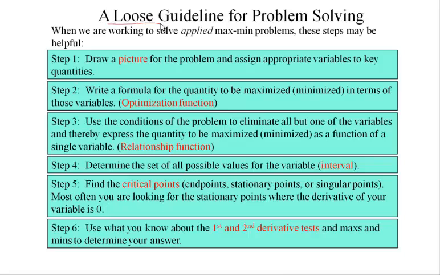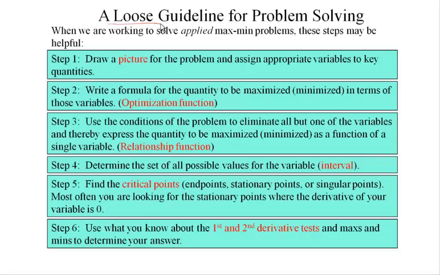The first thing that I would always do if it's not provided for me is I would draw a picture. Draw a picture and make sure that I label it appropriately and intelligently using variables that make sense. The next thing is I would try to find an equation that gives me a relationship between those variables and then identify which equation they want me to optimize or to find the maximum or minimum of.